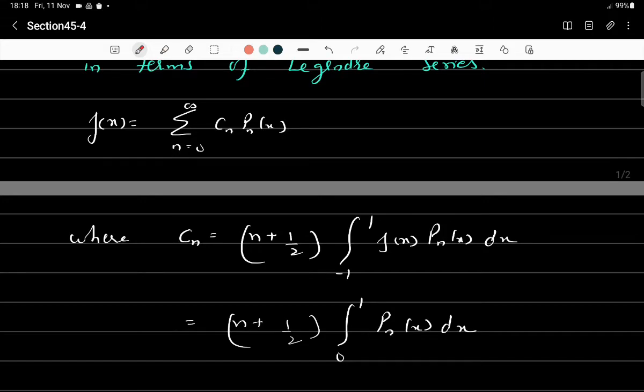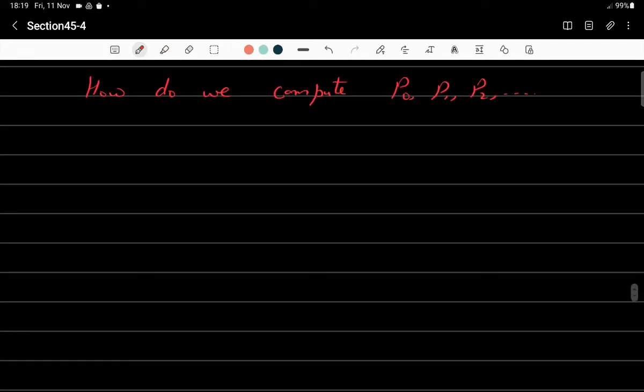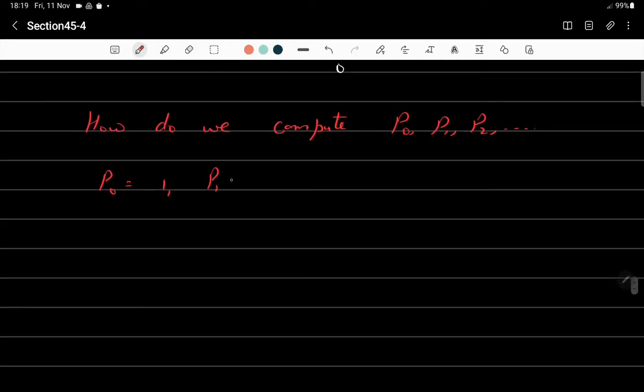Now the problem here is that you don't have the values of P_n(x). When you want to write down the Legendre series, you should write the first few terms, 3-4 terms: c naught P naught plus c1 P1 plus c2 P2 plus c3 P3 and so on. In that case, you need to compute c naught, c1, c2, c3, and for that you need P naught, P1, P2, P3. So how do you compute them? There could be many ways, but the simplest approach is to use the Rodrigues formula. Try it by yourself and you will get the following values: P naught is 1, P1 is x, P2 is (3x square minus 1) by 2, P3 is (5x cube minus 3x) by 2.